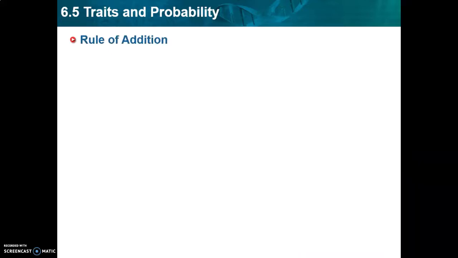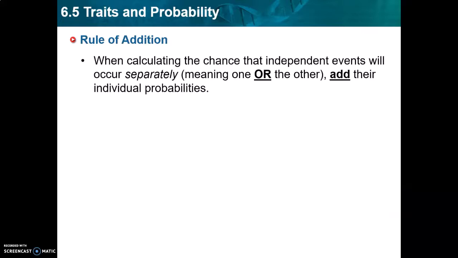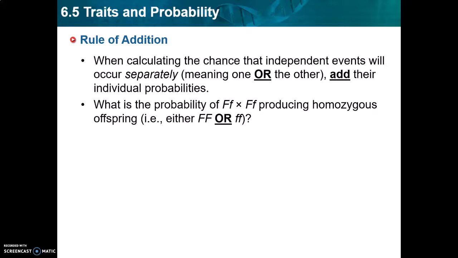Our second rule of probability is the rule of addition. This happens when you're calculating the chance of 2 or more events occurring, but they could occur separately, meaning you can have one thing or another thing. If that's the case, they don't have to happen at the same time. If they can happen separately from each other, we would add their individual probabilities.